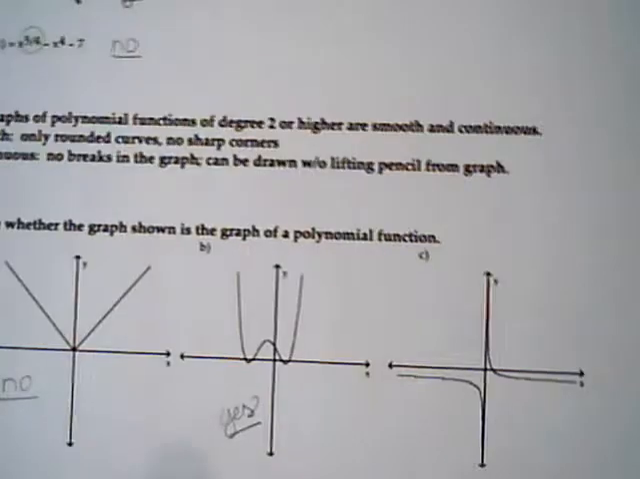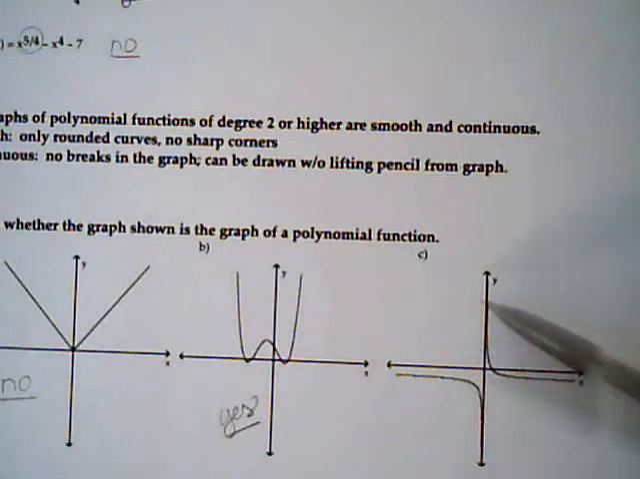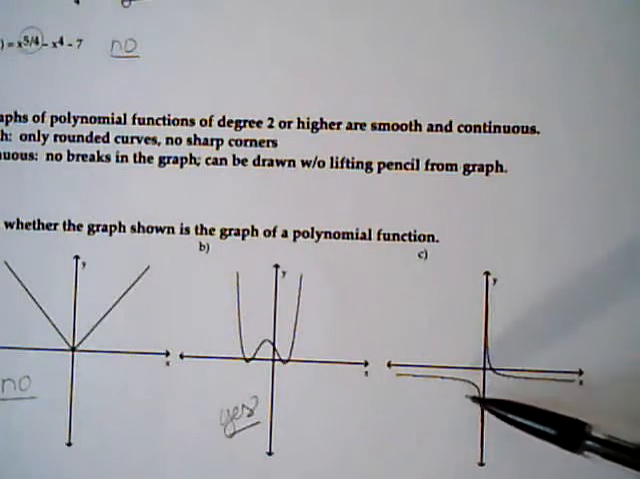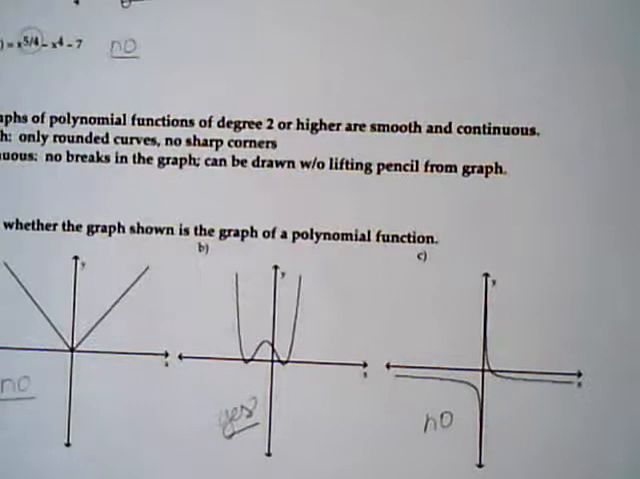And then if I look at C, they are smooth if I look at each piece, but because I have a break in the graph, a part where it's discontinuous, this would make this not a polynomial function.